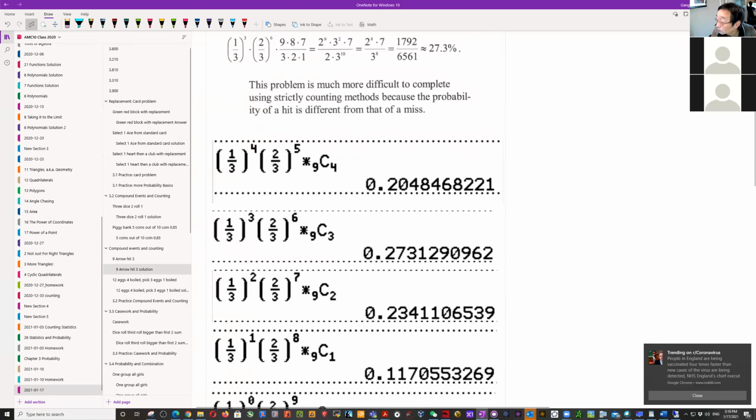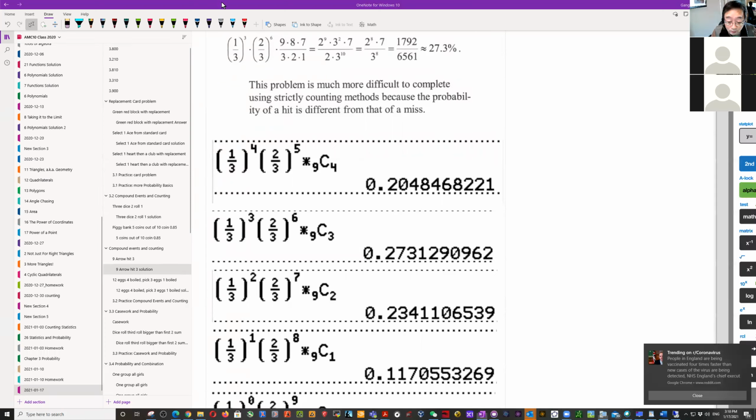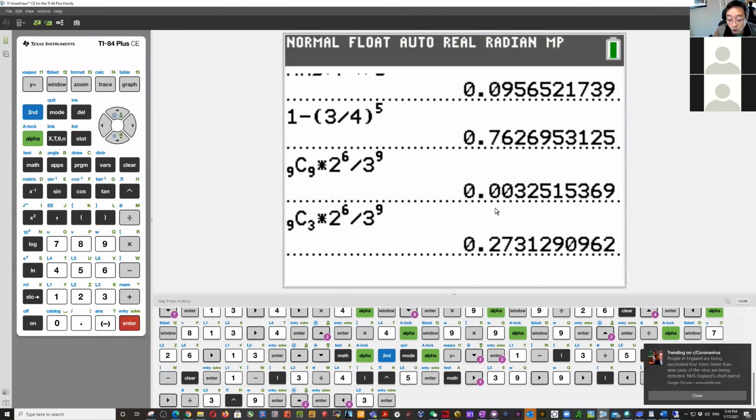Basically, if you add all those probabilities up, it's going to be 100%, because you will hit from 0 arrows all the way to 9 arrows.